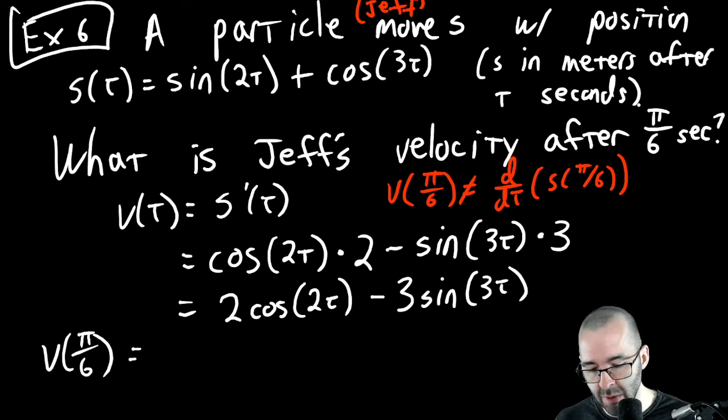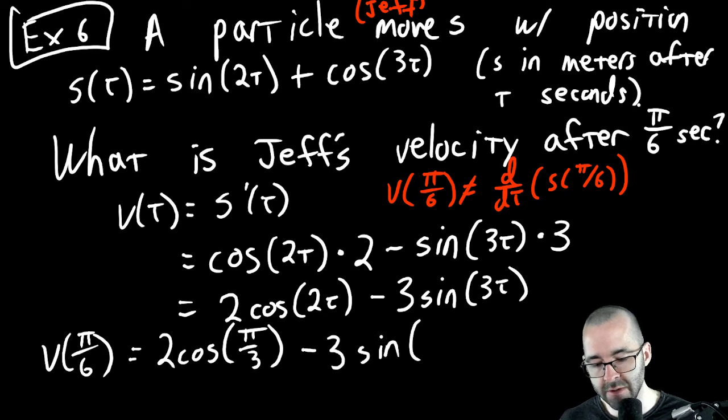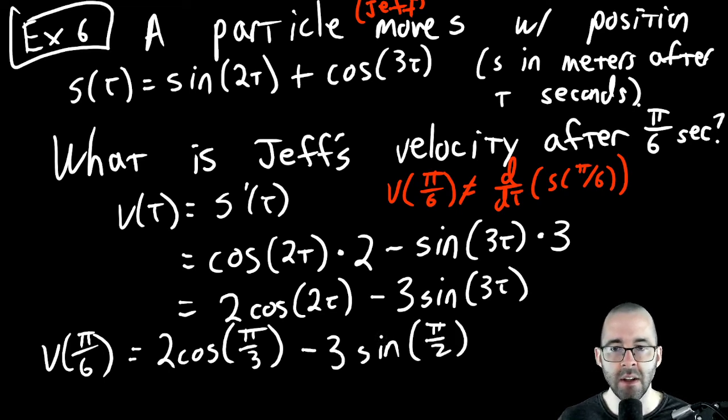So this is going to be cosine. What's double pi over 6? It's pi over 3. Double of 30 degrees is 60 degrees. Minus 3 times the sine of triple pi over 6. That's pi over 2. Triple 30 degrees is 90 degrees.